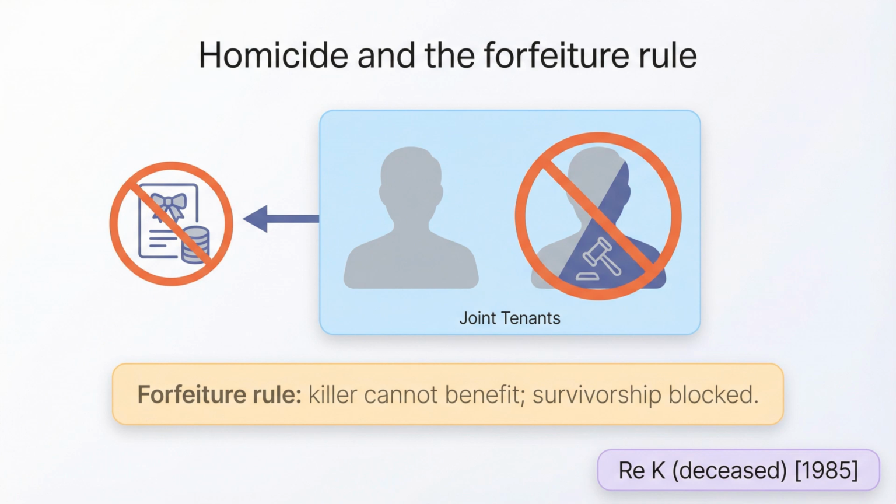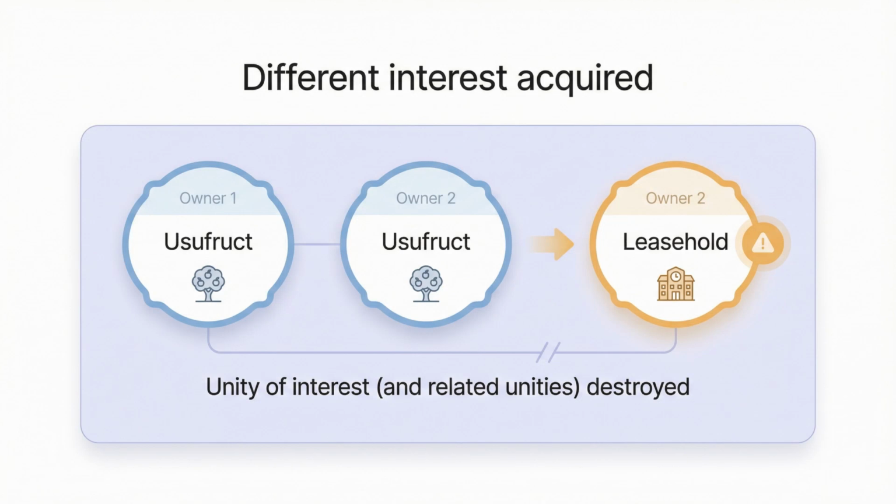If a joint tenant acquires a higher or lower, or simply different, interest in the property than the others, unity of interest is no longer present. The material explains that this kind of mismatch disrupts the joint tenancy framework because joint tenancy requires identical interests held together.